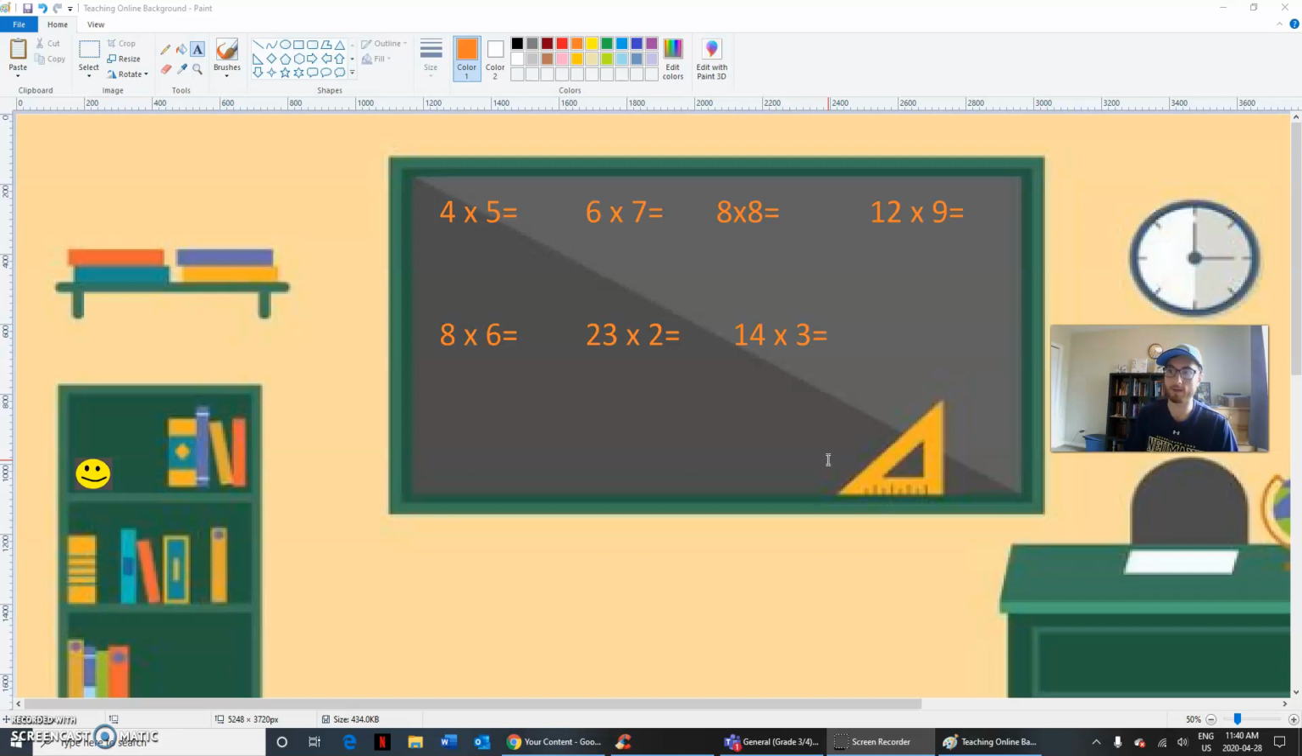So have fun practicing using your different strategies, your three strategies. Start thinking about some of the strategies we talked about at the end, with using some mental math and what you already know. And have fun improving your skills.